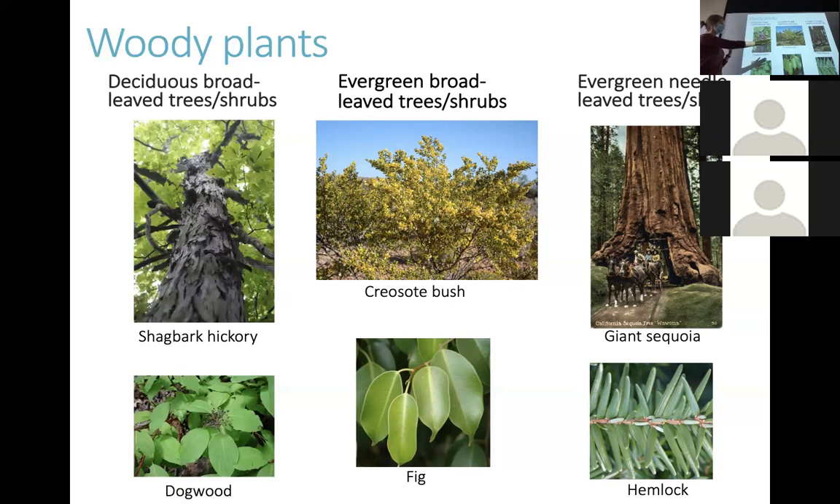So these are the three categories of woody plants that I want you to be familiar with. Again, they have wood. Their bark and stems are stiff. It's like a tree or a shrub. So think tree or shrub.